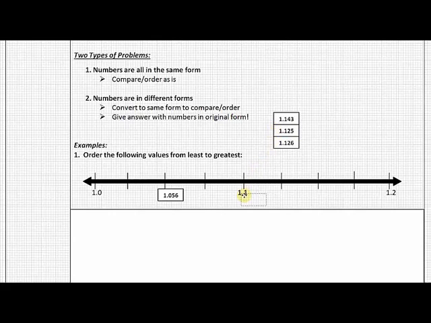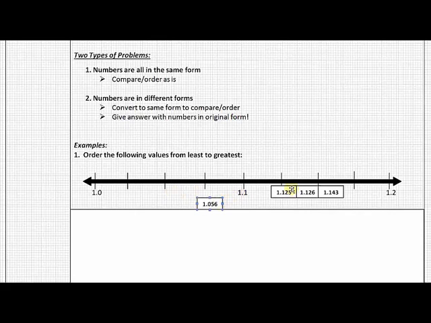It's greater than 1.1. It's probably somewhere about here. This number was extremely close. It was just a little bit bigger, so it would be next. And 1 and 143 thousandths was our greatest number. So these are not exactly where they should be on our number line, but they're in order now from least to greatest.